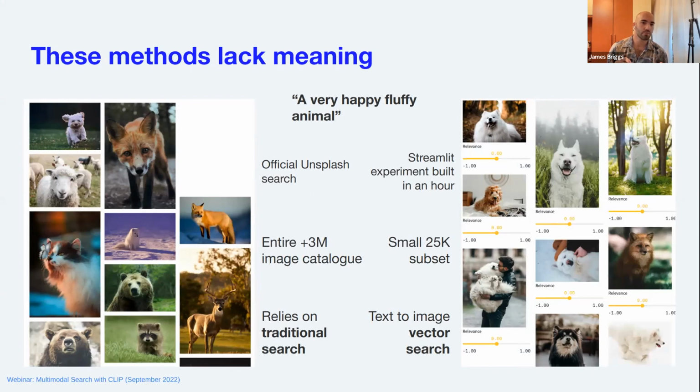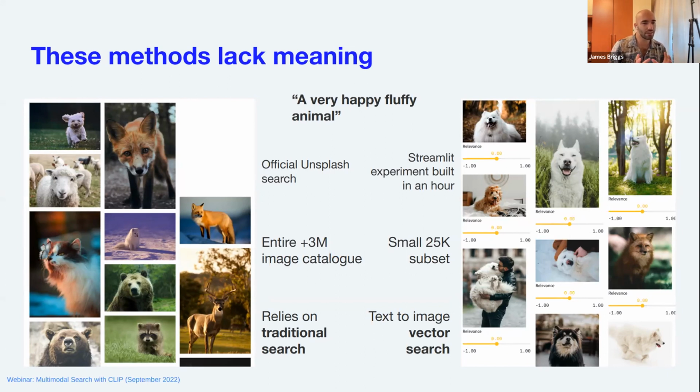So on the left, you can see the result from the Unsplash website for a very happy, fluffy animal. With this query, there aren't really any specific words. The way that the Unsplash search works, I believe, is based on term matching. The photographers that upload these images have to put a small description, and when we search, it's basically going to try and find metadata that overlaps with our particular search query.